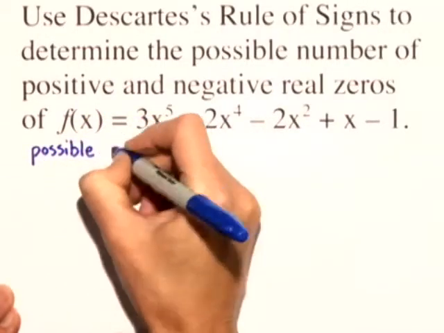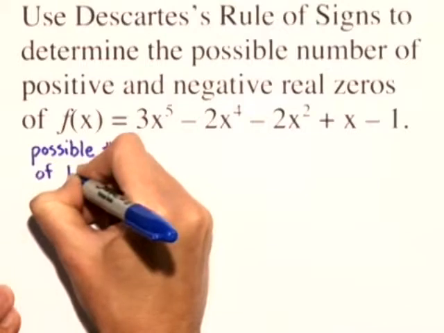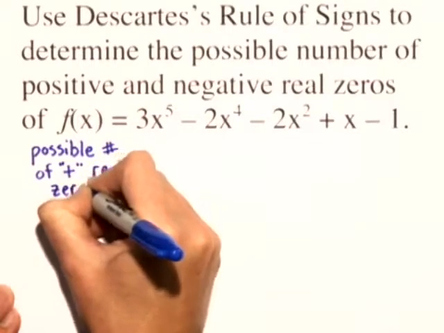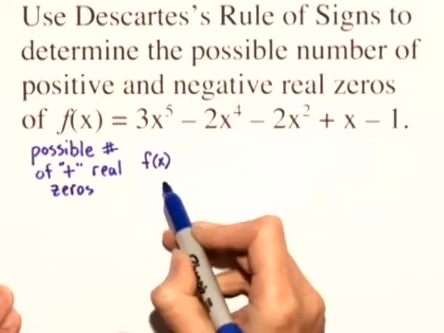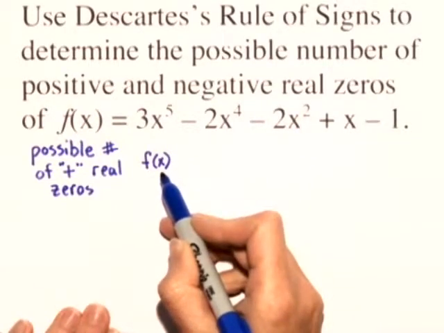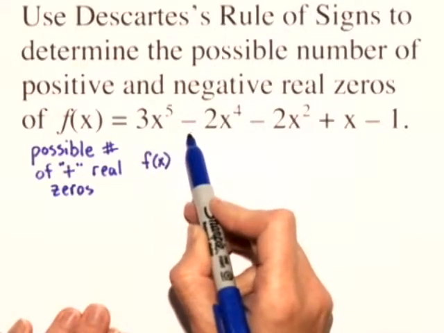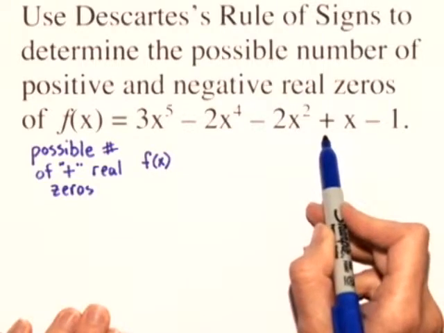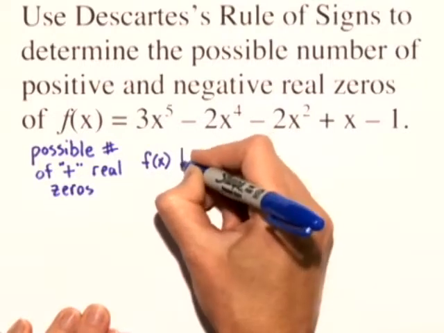I'll do a little bit of abbreviating here. The possible number of positive real zeros. We just look at our function f of x, and we really look at how many sign changes we have. So notice it starts off positive, and it changes to a negative at the second term. So that's one sign change. It's still negative, then it becomes positive, that's two sign changes, and then it becomes negative. So that's a total of 3 sign changes.